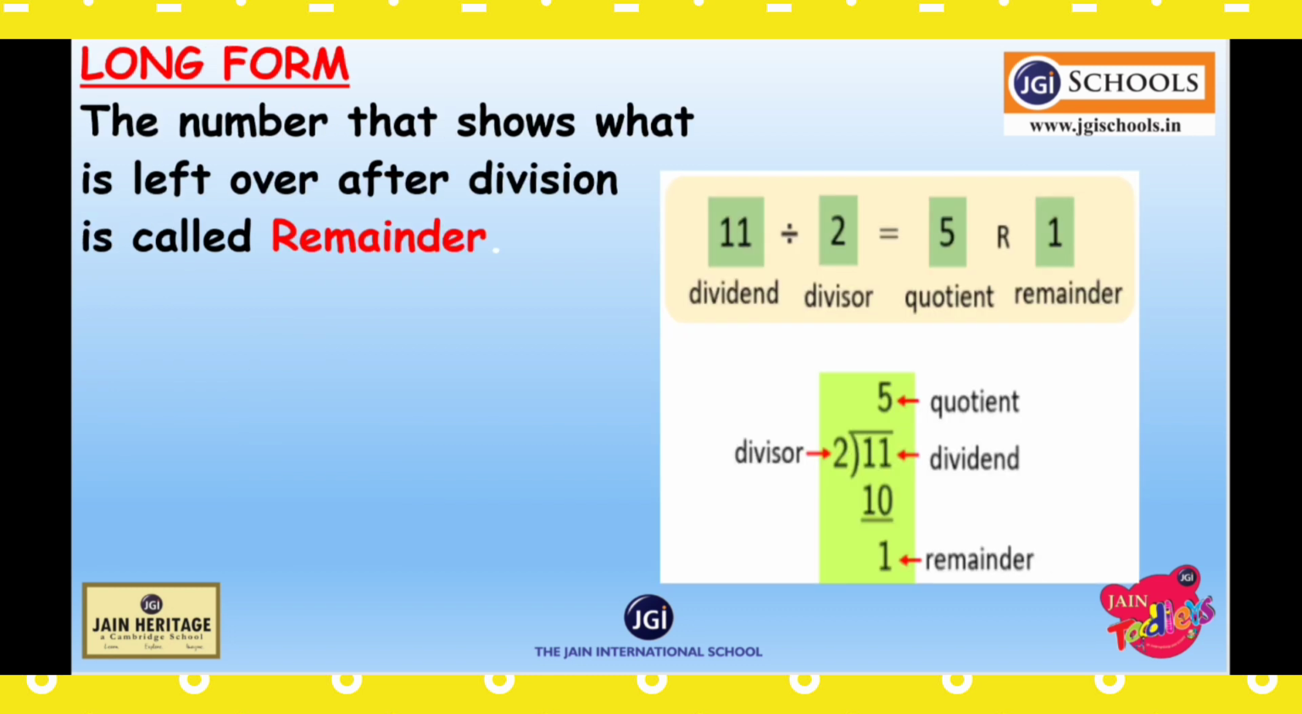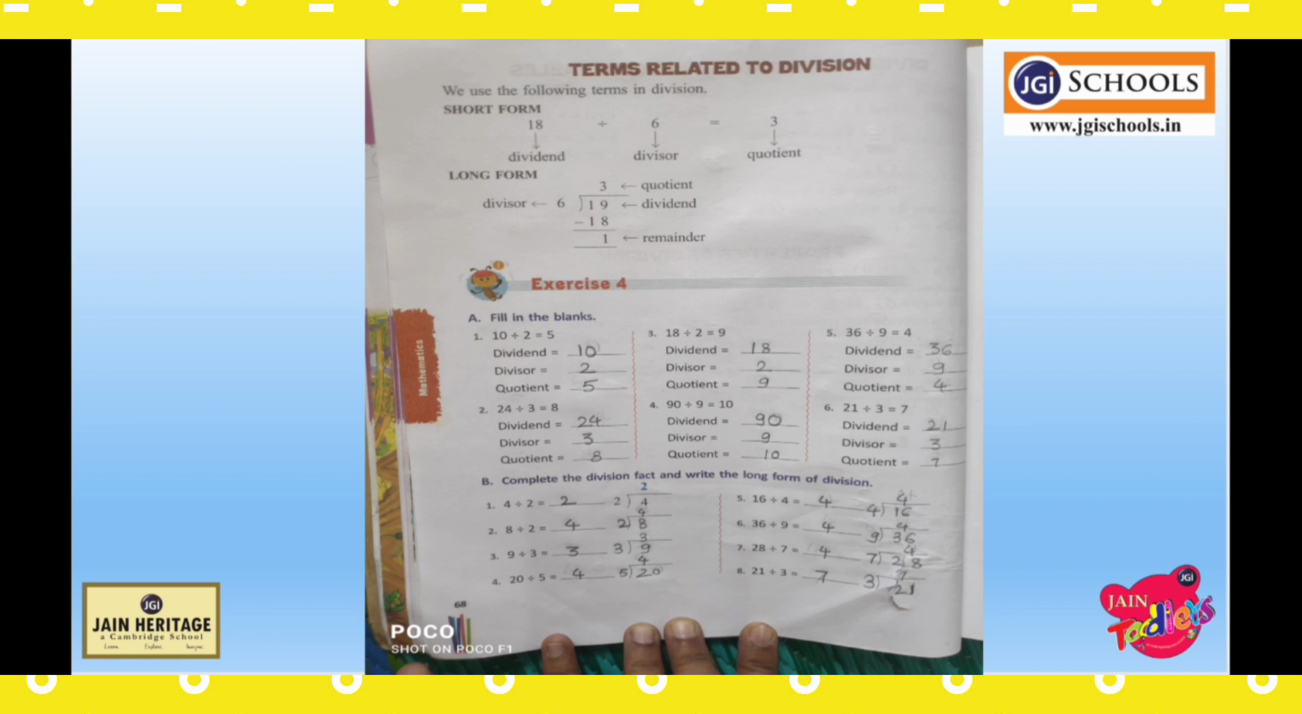In the long form, the remainder is also added. The number that shows what is left over after division is called the remainder. For example, we are dividing 11 by 2. So, 2 fives are 10 and the remainder is 1. It is in the long form. You can see this exercise and complete your splash book. You have to solve it.